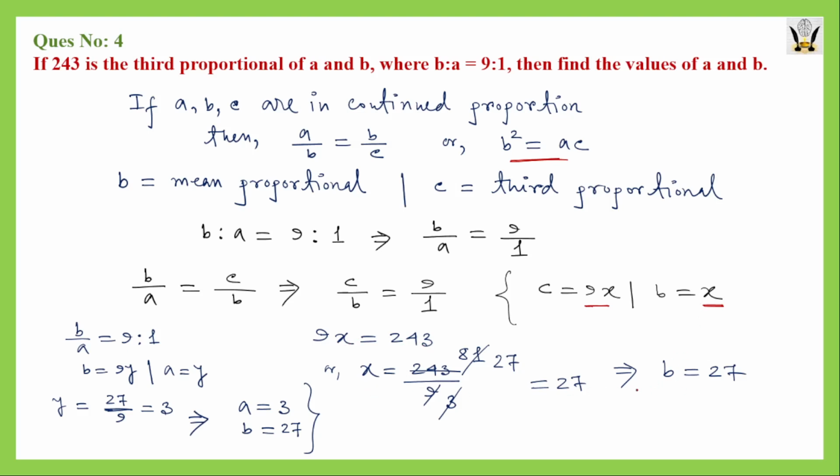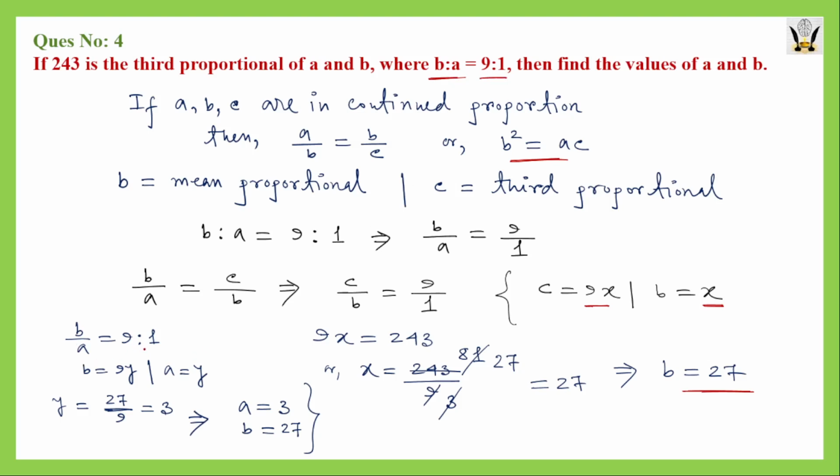So here the value of x is equal to 27, and value of b, as per the ratio, is also x, so the value of b will be 27. But what is expected finally from us? The values of a and b. Now look at the ratio that is given in the question between b and a, that is 9 is to 1. So b by a we can say is 9 by 1.